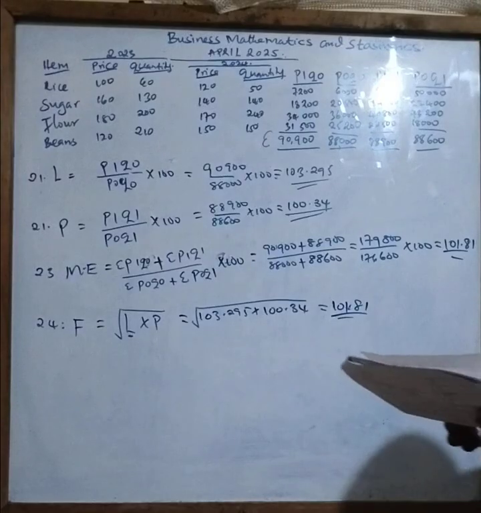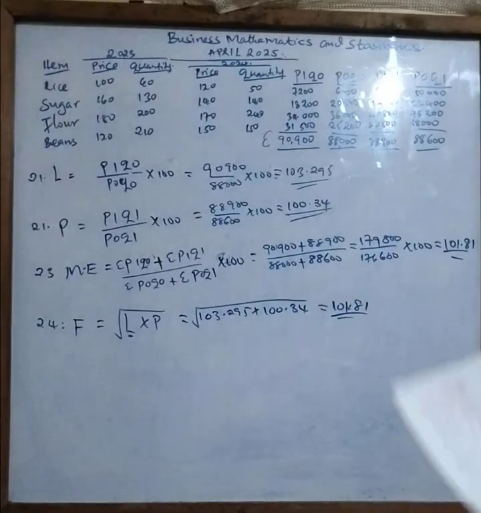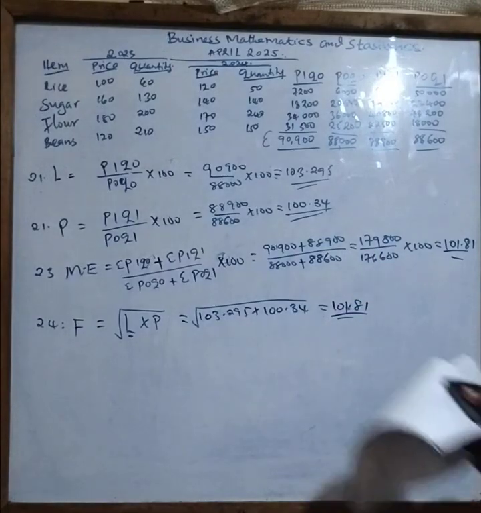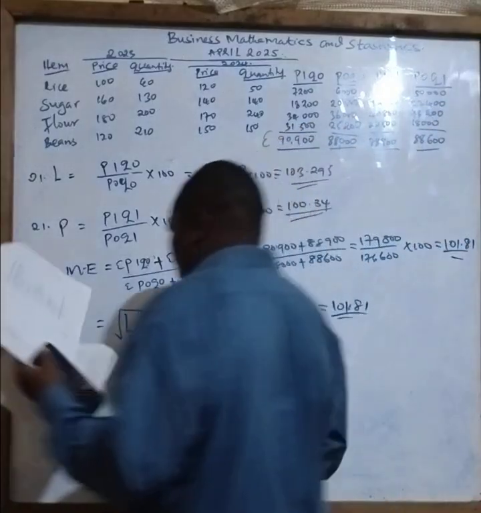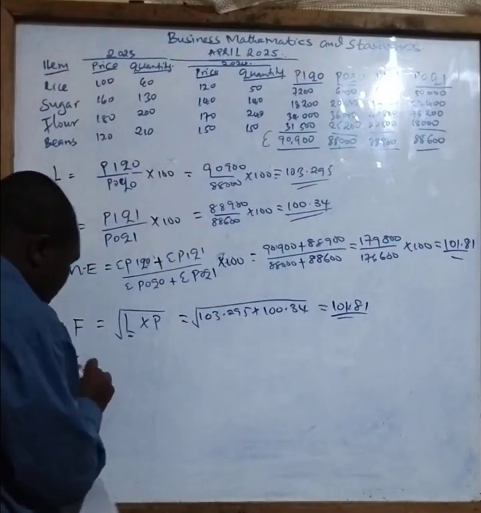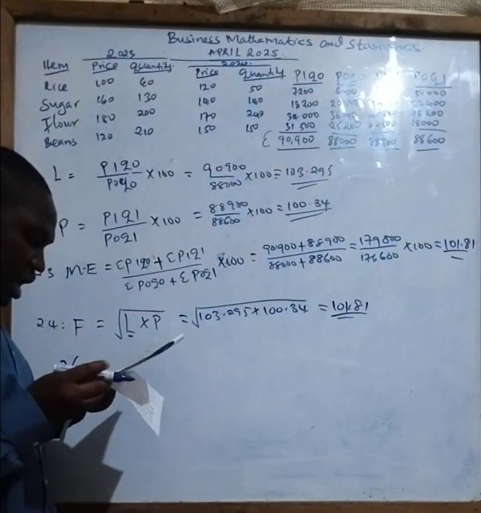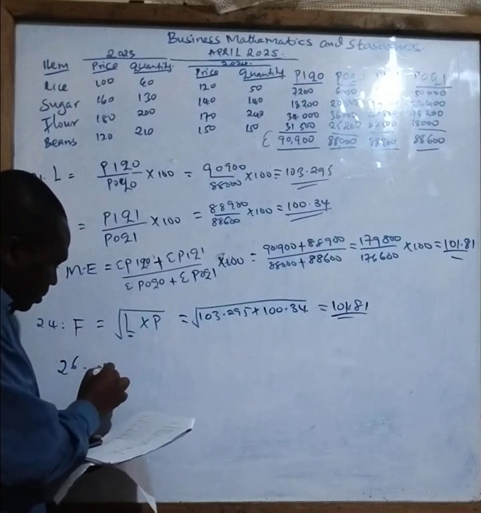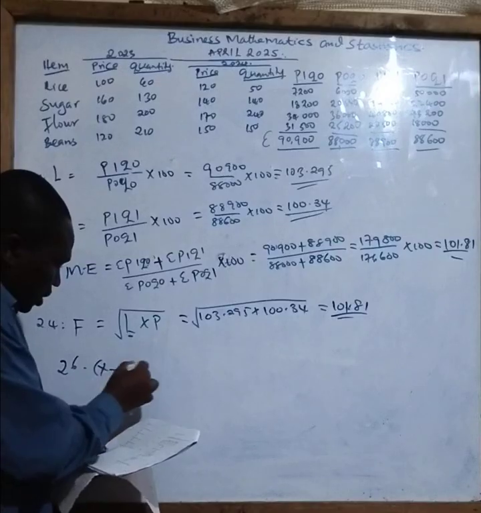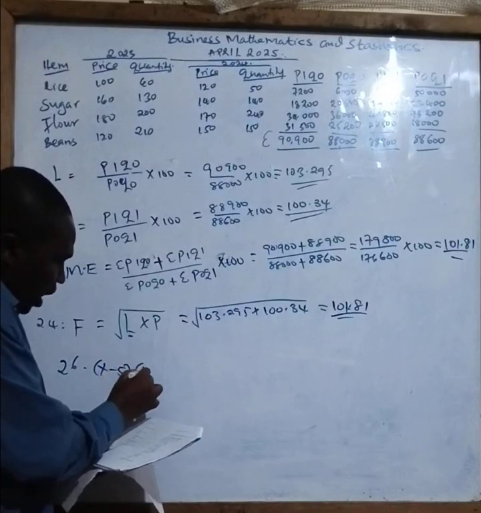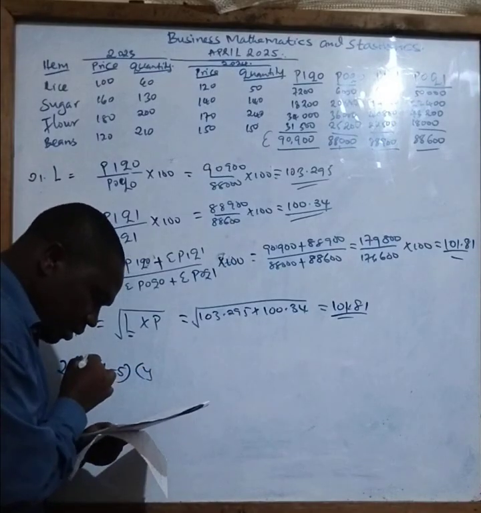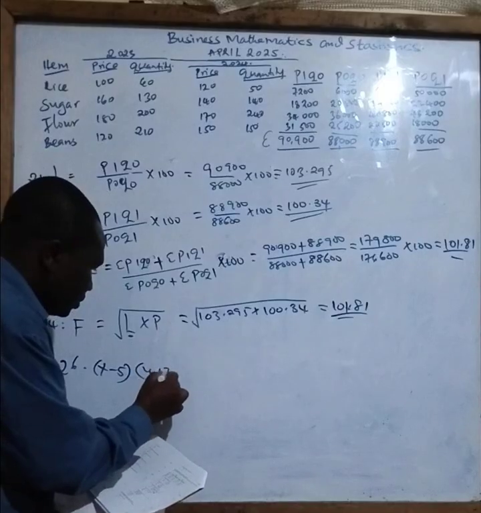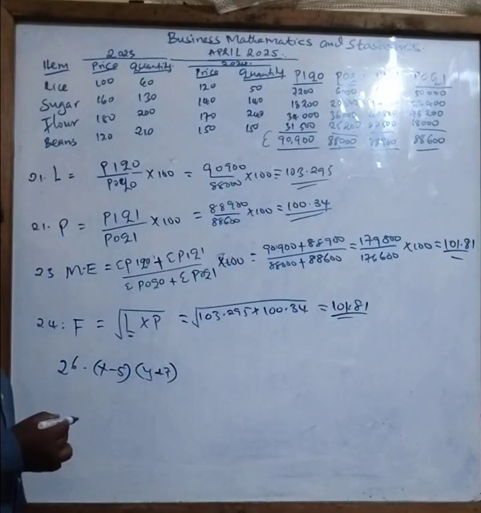Now we go to question 26. When you go to question 26, you have been told to expand (x minus 5) into (y plus 7). So to expand, it is very simple.